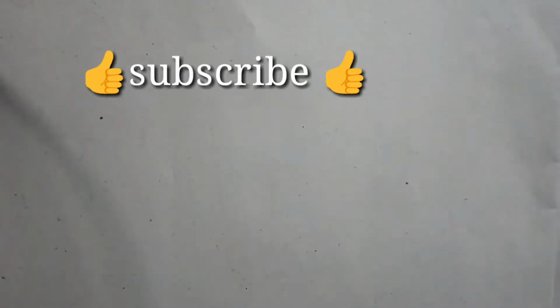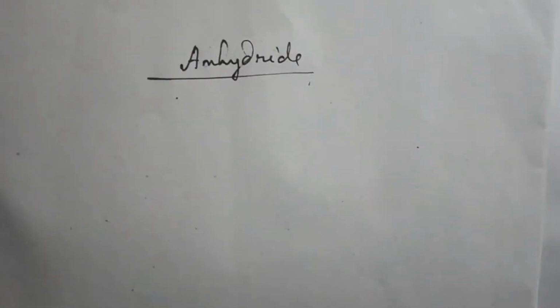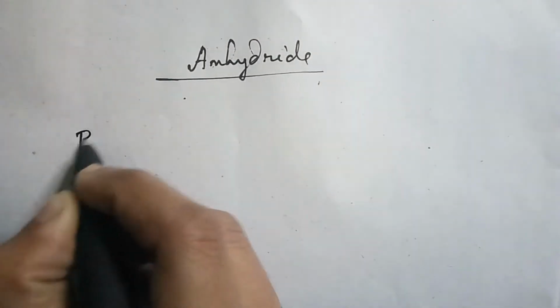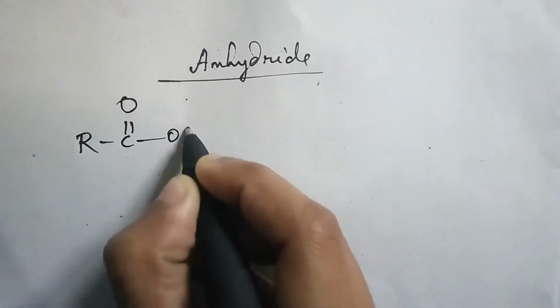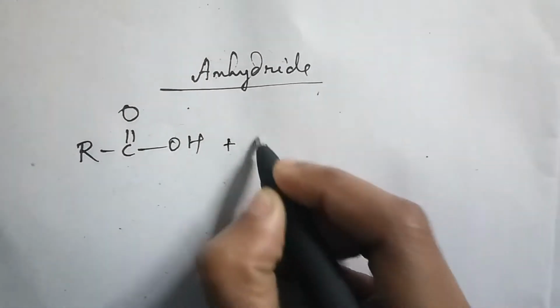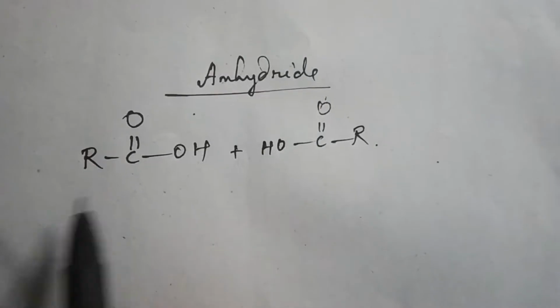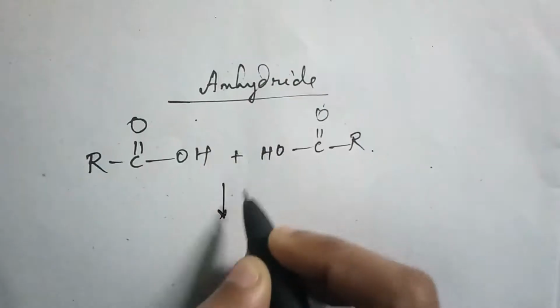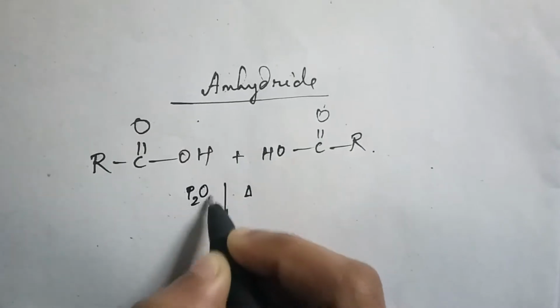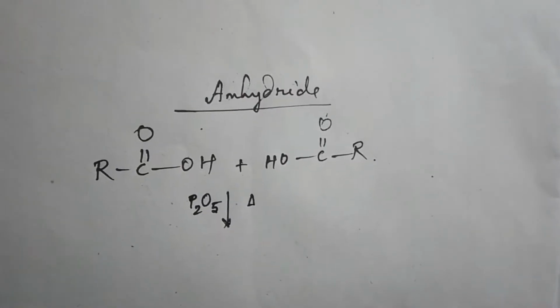Today we will discuss the IUPAC nomenclature of anhydride compounds. So these anhydride compounds are nothing but just the derivative of acidic compound. That means if we take two molecules of any acid like this way, RCOOH plus RCOOH, two acids. Now if we apply heat in presence of phosphorus pentoxide, then what will happen?